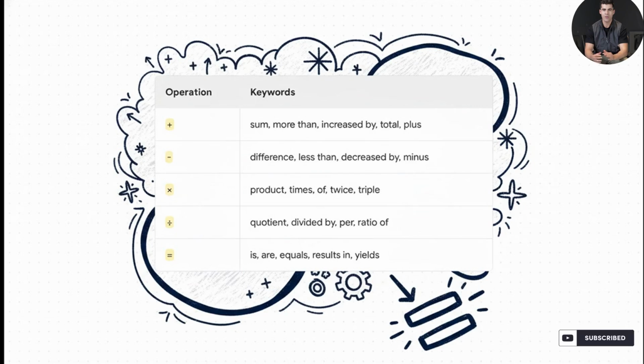Anytime you see words like sum or total, bam, that's a plus sign. If you see product or times, you know you're multiplying. And this is a big one. Look at that last row. Words like is, are, or results in are your big flashing signal for the most important symbol of them all, the equal sign. This table is the heart of our translator.